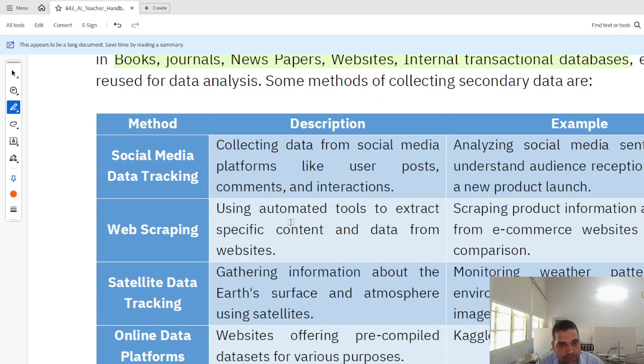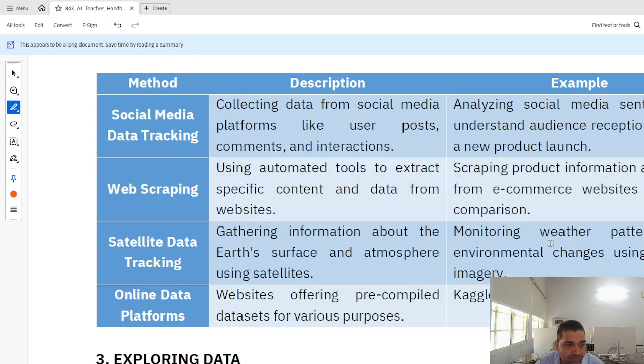Web scraping using automated tools. Web scraping means the software reads the content from various websites to extract specific content and data from websites. For example, scraping product information and prices from e-commerce websites for price comparison.